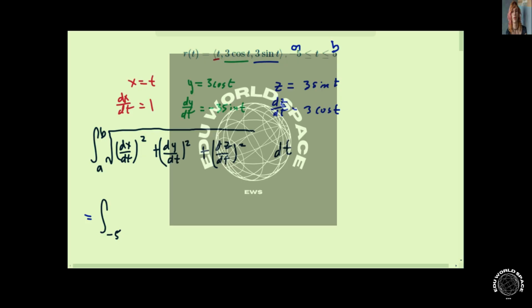So we'd have the integral from -5 to 5 of the square root of, so x's derivative is 1, so 1 squared is just 1, plus the derivative of y squared, which would be 9 sine squared t. The derivative of z squared is going to be 9 cosine squared t, and then we have dt.